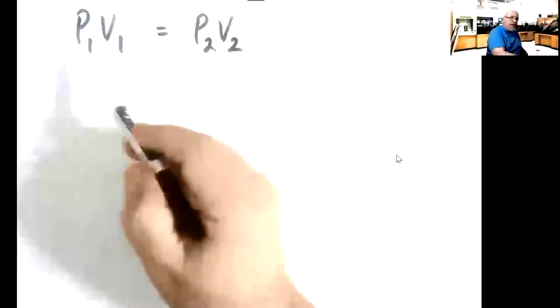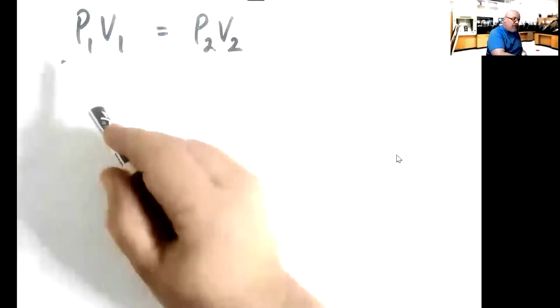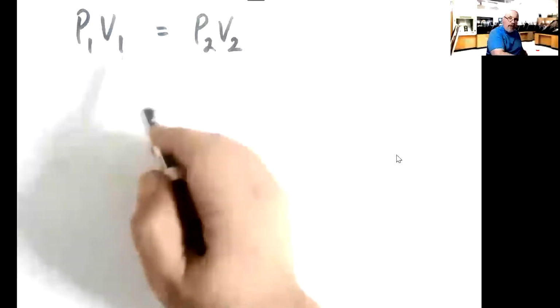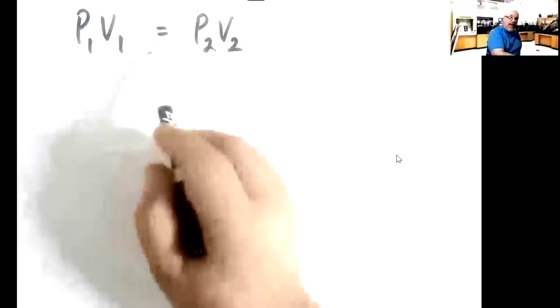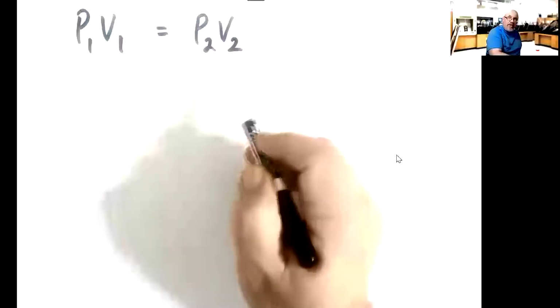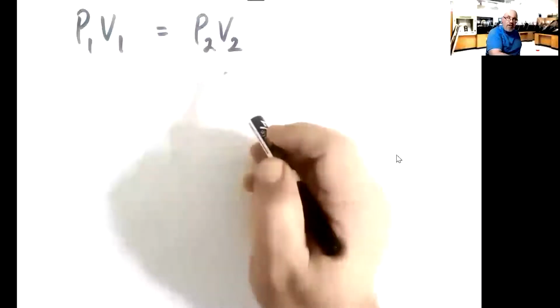Our formula says that we're going to have P1 V1 equals P2 V2. I'm going to go ahead and just write that out. Now, what does this actually mean? Well, it means that we're going to take the pressure multiplied by the volume the first time we measure it, and that is going to equal the pressure times the volume when we measure it some time later, the second time we measure it. That's all it means. It's a constant.